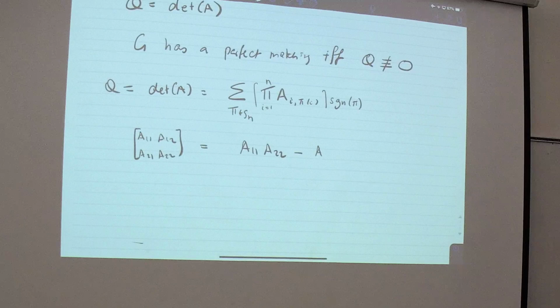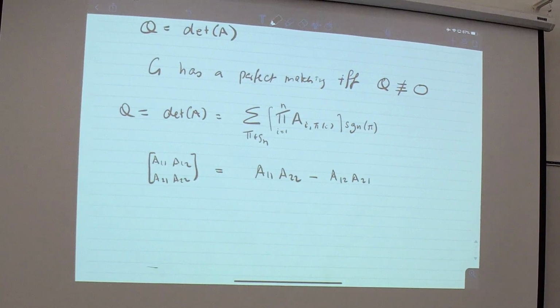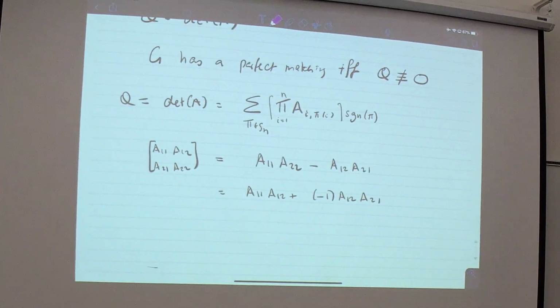A22 minus A12, A21. Okay, and I'm going to write this as okay. Now let's look at the first term. This corresponds to the permutation. We can think of the associated permutation pi that sends 1 to 1 and 2 to 2. And the second term we can think of as an associated permutation that sends 1 to 2 and therefore 2 to 1.